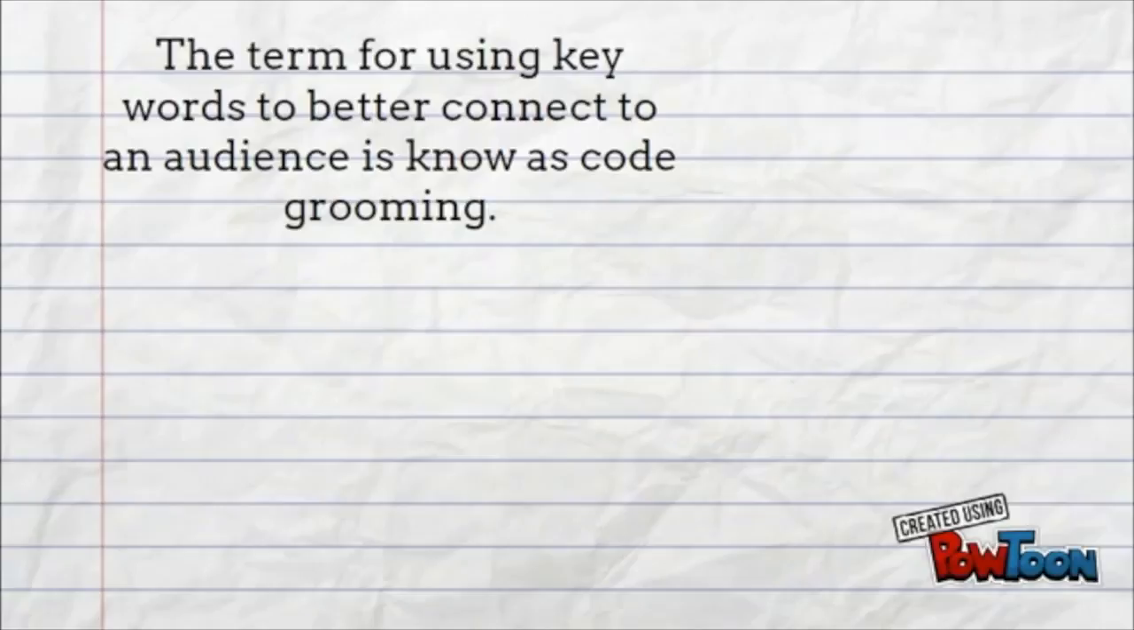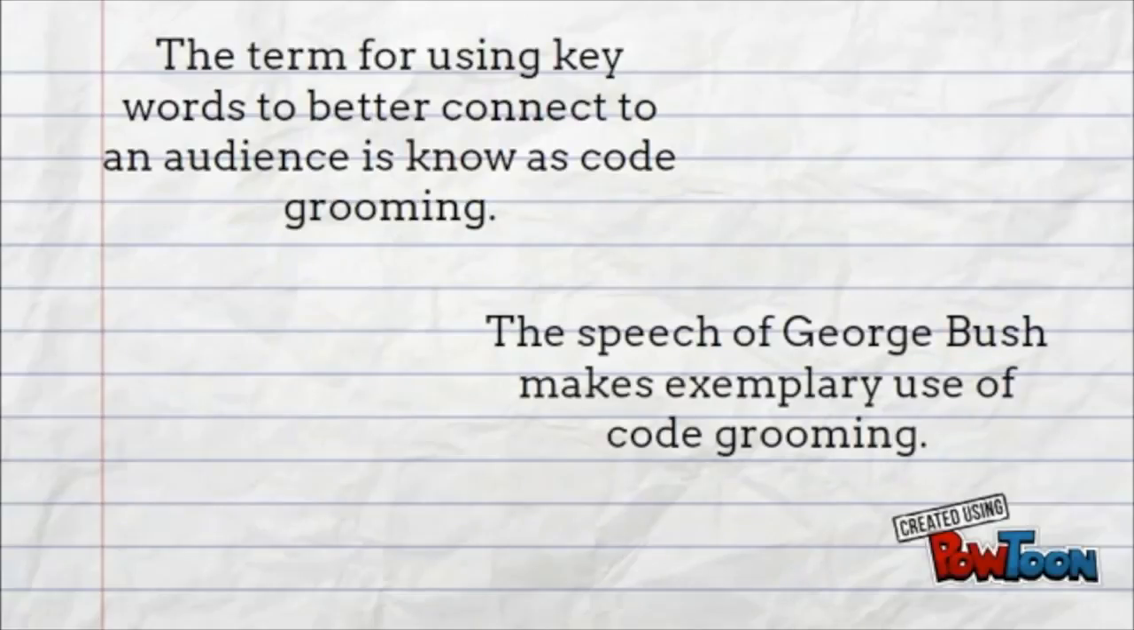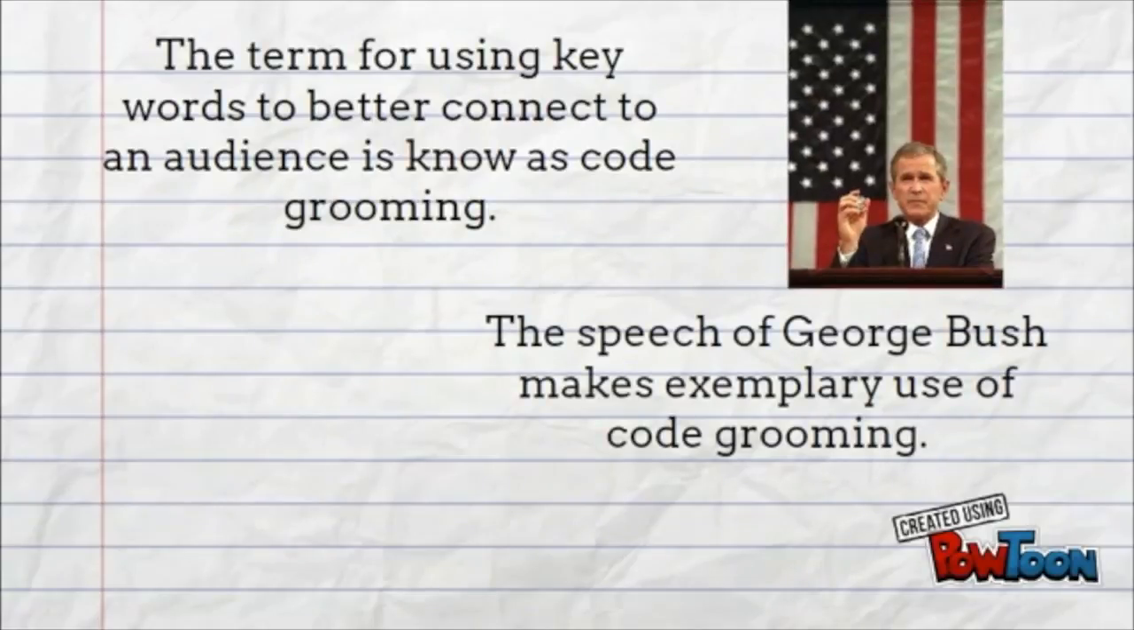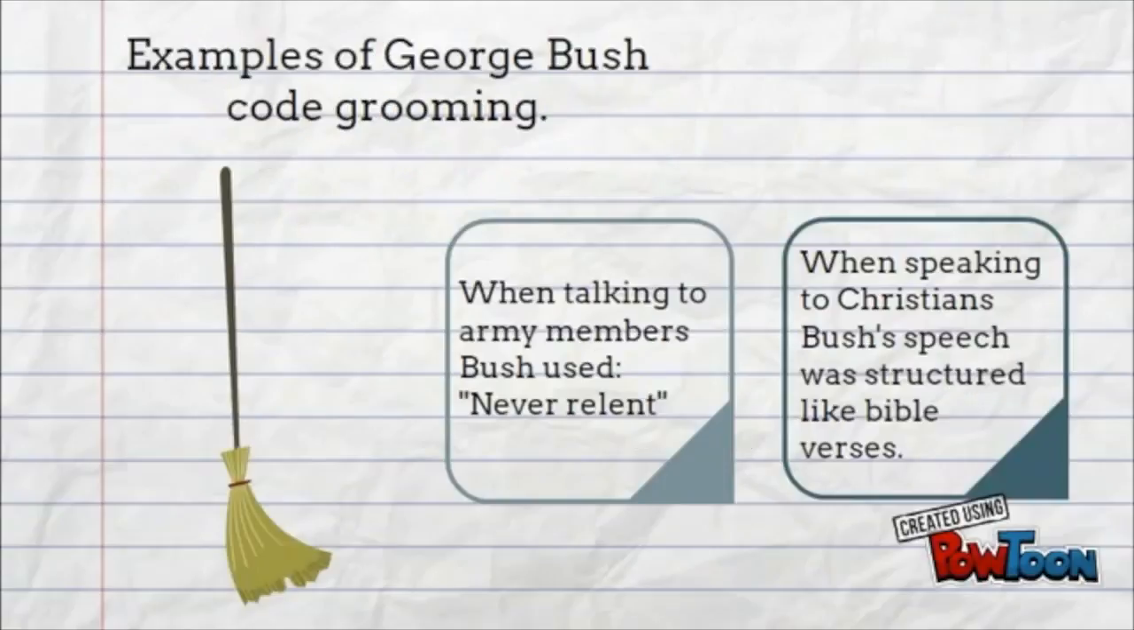The term for using keywords to better connect to an audience is known as code grooming. The speech of George Bush makes exemplary use of code grooming. Examples of George Bush using code grooming: when talking to Army members, Bush used "never relent" to make himself seem more authoritative, and when speaking to Christians, Bush's speech was structured like Bible verses.